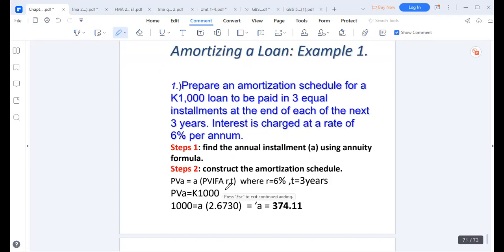All right, so now prepare an amortization schedule for a loan of 1,000 kwacha, with interest charged at 6% per annum, over 3 years. The amount is 1,000, 3 years, 6% annual interest rate. So we need to find the payment per period, given that data, and see that we end with a zero balance. Then we can create the amortization schedule.